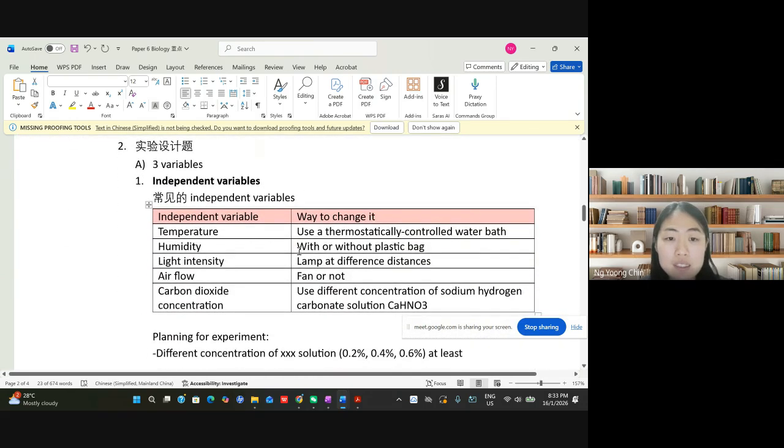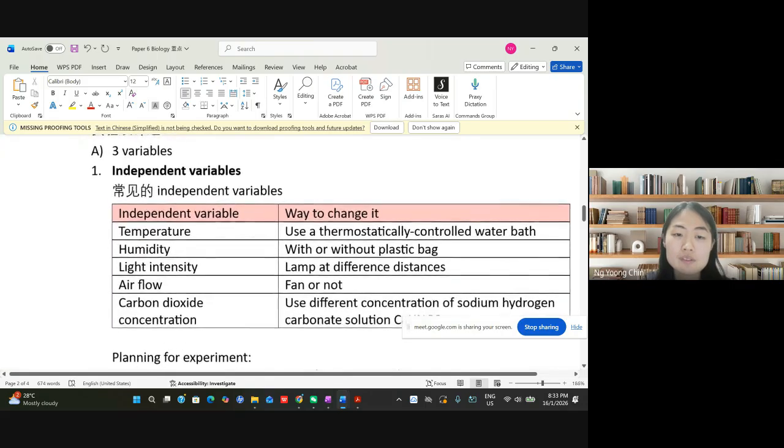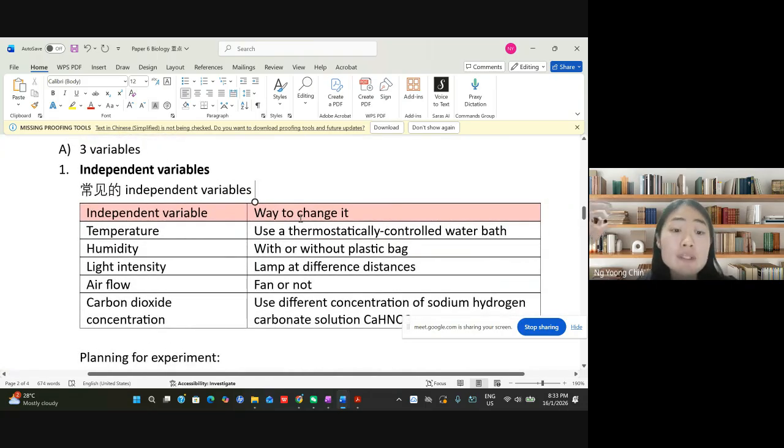And then this one is the independent variables. What are the common types of independent variables? Temperature, humidity, light intensity, airflow, carbon dioxide concentration. So how are you able to change the variables? Because you already decided those parameters become the independent variables, so how can you manipulate them? This is a way.